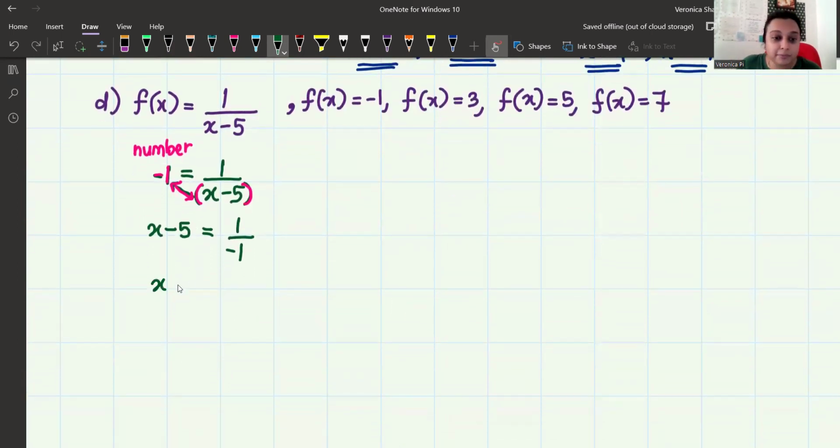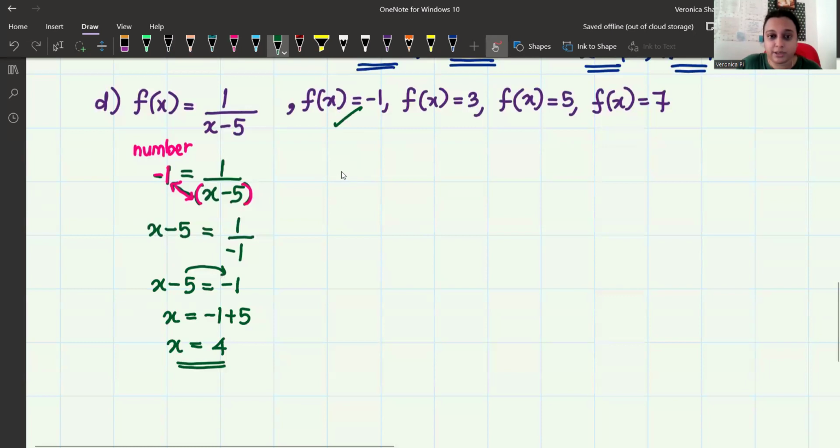So, here what we get. This one, 1 divide negative 1, negative 1. Correct or not? Okay, bawa ke belakang. So, negative 1 plus 5. So here x we get 4. Right, so this one done.